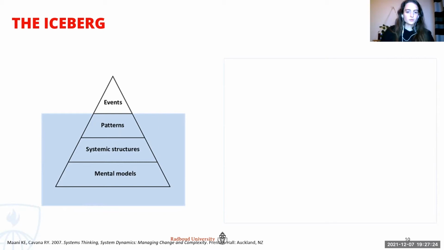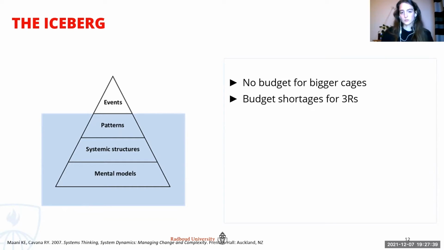To give an example from the case studies we just had, let's say the event is, we don't have budget for bigger cages for the monkeys. You can call that an event. And then an underlying pattern could be that there are budget shortages for 3Rs. So there's not enough budget in general for refinement, but also maybe for all the 3Rs. That would be a pattern. And then underneath that, you would have the financing structure. So how science is financed from government or within industry, and that then leads to those budget shortages.